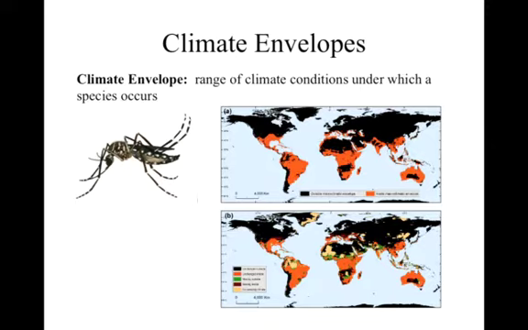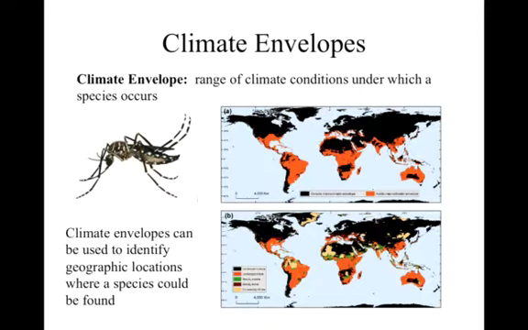Fortunately, there are also regions where it might be retracting. Those are the green regions where the climate conditions are currently favorable, but in the future they won't be. That's probably because those areas will dry up and Aedes aegypti needs at least some water. Unfortunately, those green areas are not so much in North America. They tend to be more in Africa. But again, that's the idea of a climate envelope. It's where on the planet that species should be able to live based on climate. So again, climate envelopes can be used to identify geographic locations where a species could be found.